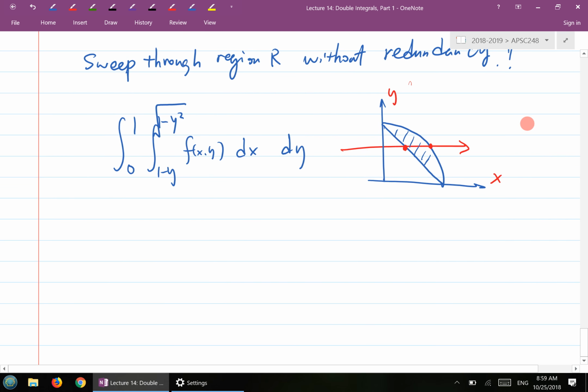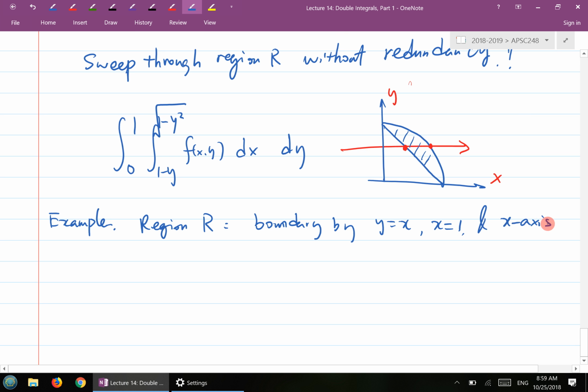All right, so let's take a look at a couple of examples to be more comfortable with the way to find limits for this type of double integral. Region R is bounded by y equal to x, x equal to 1, and the x-axis. The function we're integrating is 3 minus x minus y.